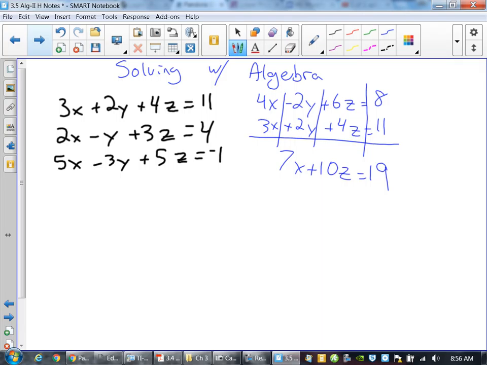And I'll do the same thing to eliminate the y value of the third equation. I'll multiply the top of the first equation then by -3. Okay, multiply this one now by -3. And if I do that, I get -6x plus 3y minus 9z is -12. 5x plus 3y.